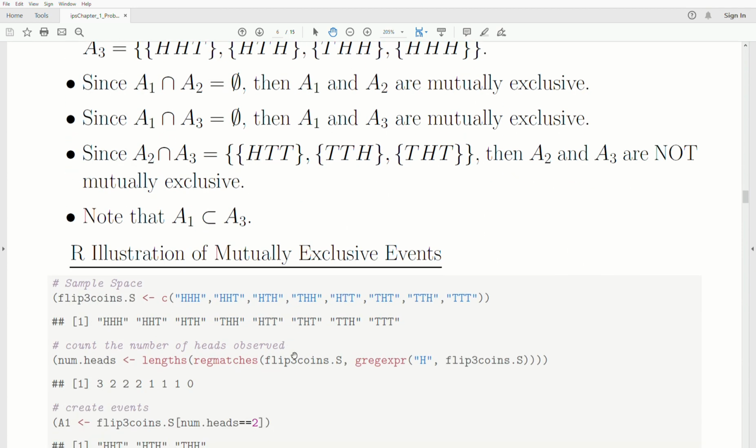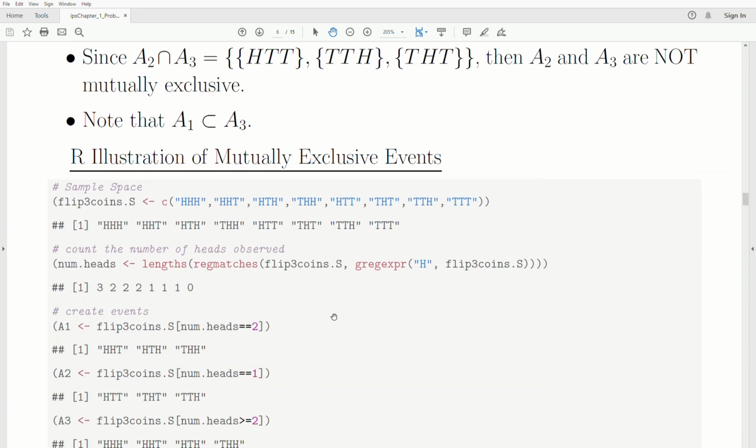Now let's do a quick R illustration and call it quits for this video. Now in R, there are some set functions that are part of base R. And let's look at it. So let's flip 3 coins, and this is the sample space. So let's put it in, flip 3 coins dot S. So there's 8 elements, and it's here.